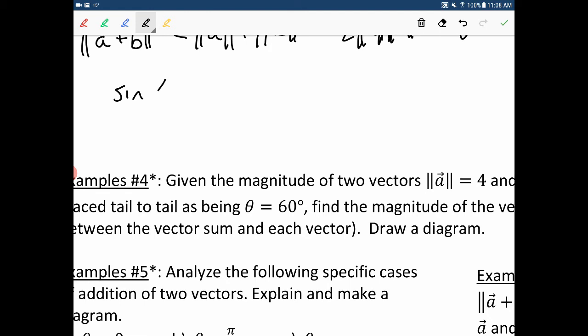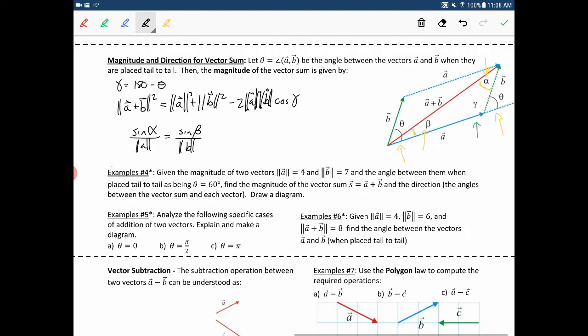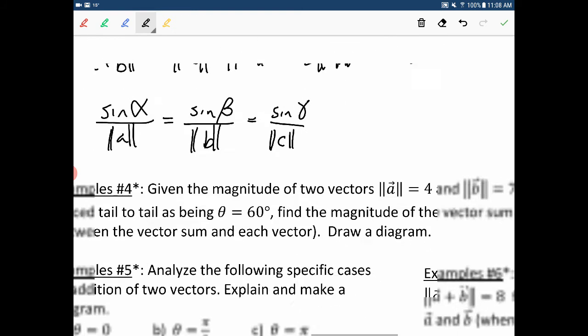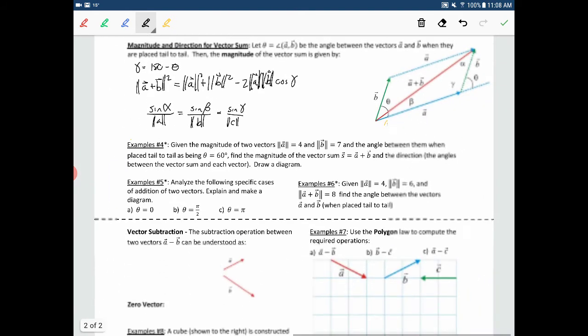So we'll say sine of alpha over the magnitude of A is equal to sine of what I assume is beta. I'll double check that on my diagram before we move on. Yes, B is across from beta, which gives us sine of gamma is across from C, so the magnitude of C. And so you can use that to figure out those angles, okay? And it works just like any other sine law question. The fact that they're vectors is kind of irrelevant, okay?